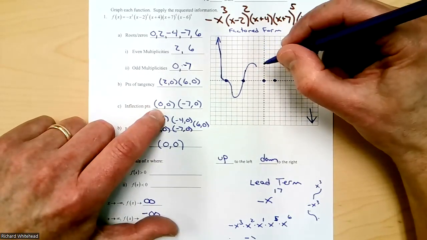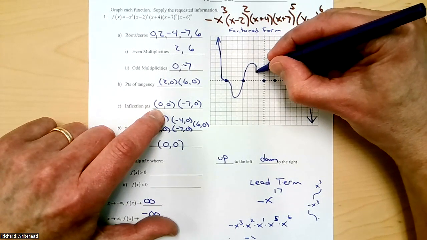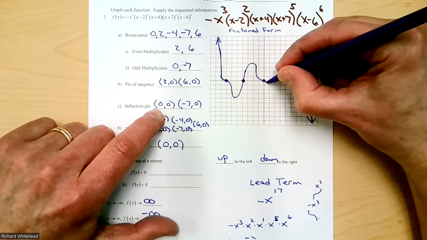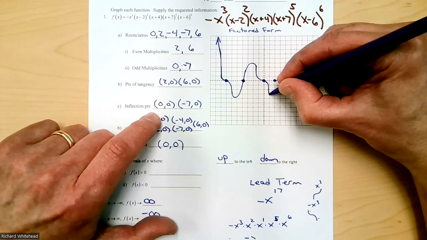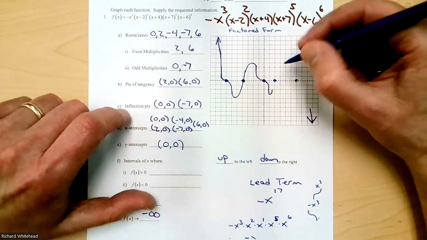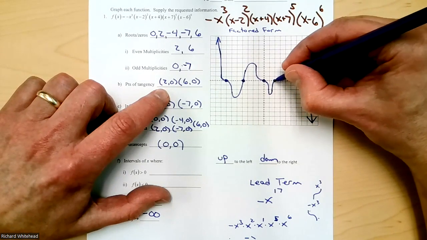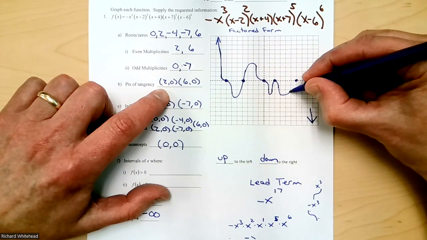Let me see. 0 is an inflection point, which means it's going to squiggle through the 0. It's going to go down. I don't know how far down it goes, but it goes down. Then it's going to turn back around. Let me see what's going to happen at 2. 2 is a point of tangency, so it's going to hit the 2 and then bounce off. We don't know how far down it goes. It's going to turn around.